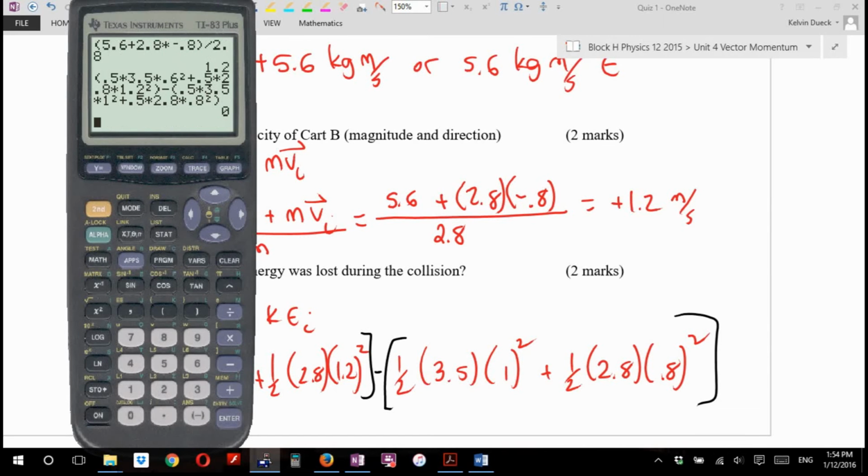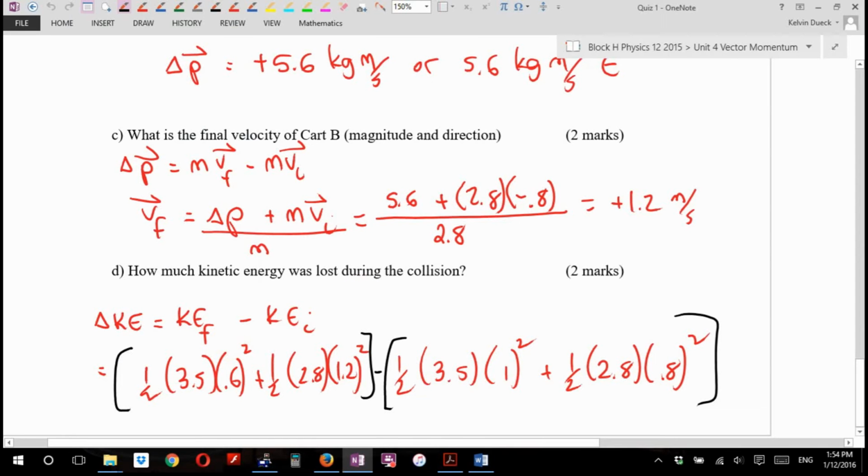Do you get 0? Where's my typo here, Mr. Dewick? Maybe no energy. Is the answer 0? Yeah? Oh, this was a perfectly elastic collision. No energy was lost. If I hadn't just made fake numbers to get an interesting question, yes. But here was an example of one where no kinetic energy was lost.